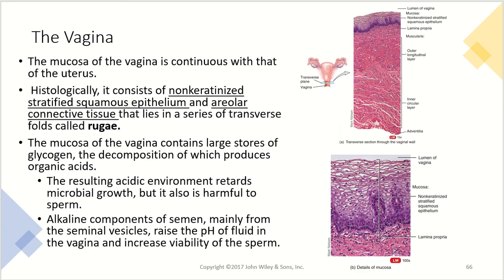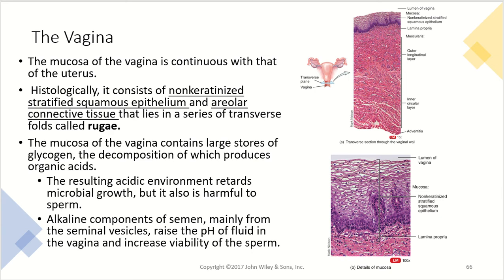The mucosa of the vagina is continuous with the mucosa of the uterus. Histologically speaking, it consists of non-keratinized stratified squamous epithelium, as well as areolar connective tissue that lies in a series of transverse folds called rugae. The mucosa of the vagina contains large stores of glycogen, and the decomposition of this glycogen produces organic acids.